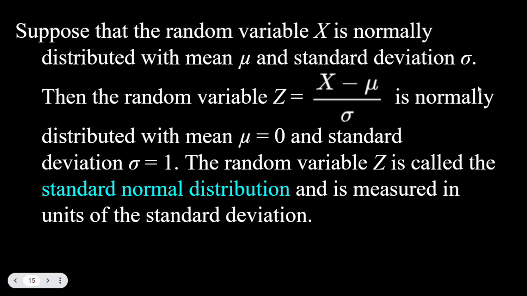So our random variable z is called the standard normal distribution, and it's measured in units of the standard deviation. So when we talk about 1 above the mean, that means you're 1 standard deviation above the mean. That's a z-score of 1. A z-score of -2 would mean you're 2 standard deviations below the mean. So this is helpful because we can take any normal distribution and we can standardize it, and then we've got tables that help us measure the percentages in each part of our standard normal distribution table, our graph.